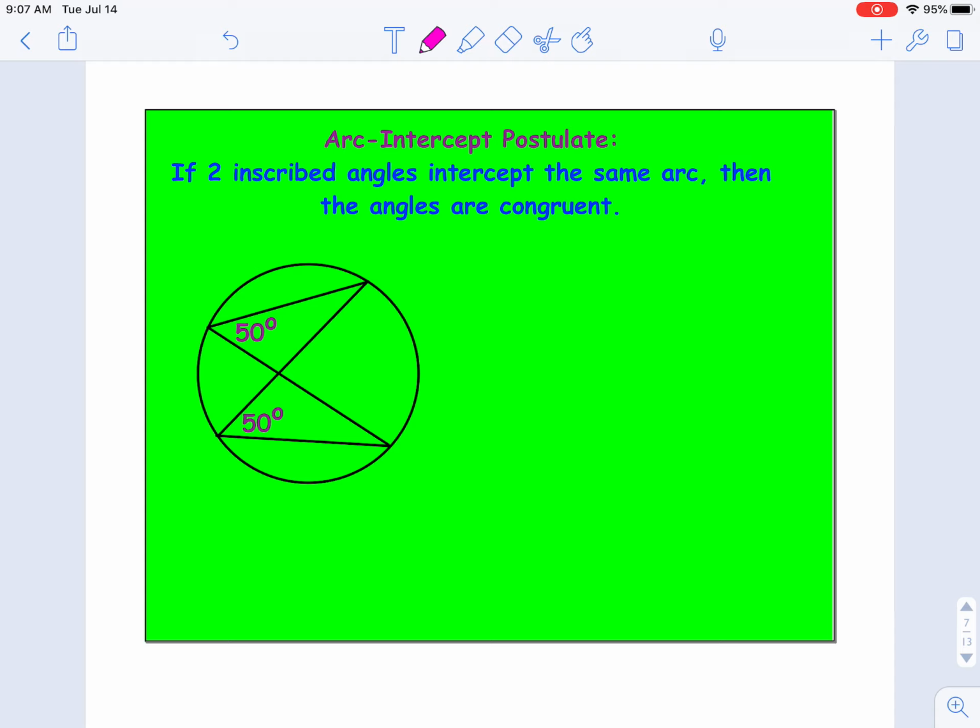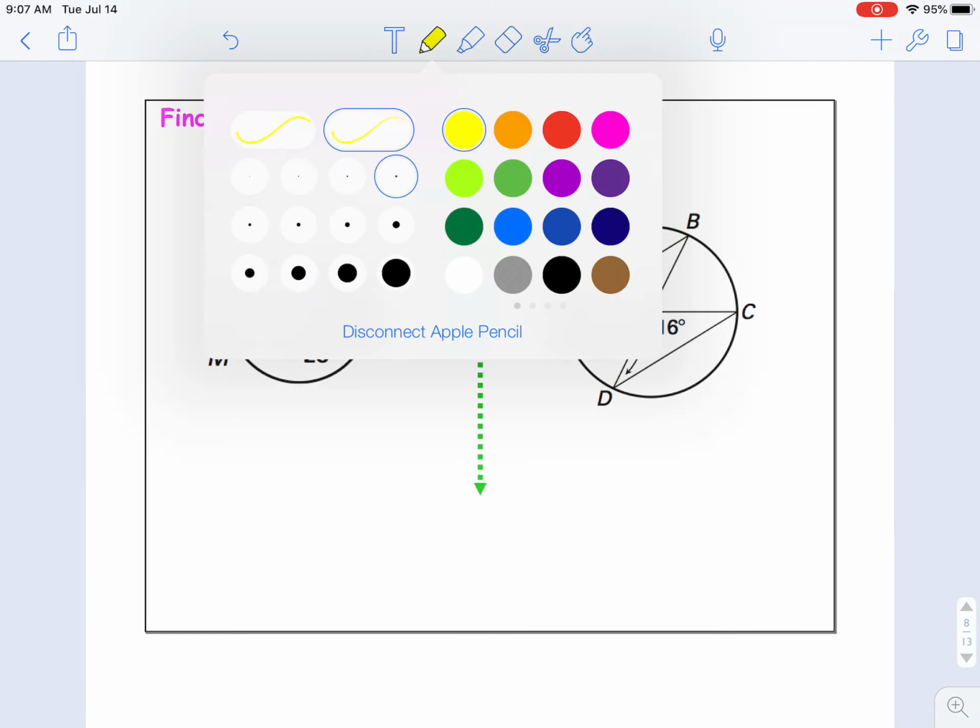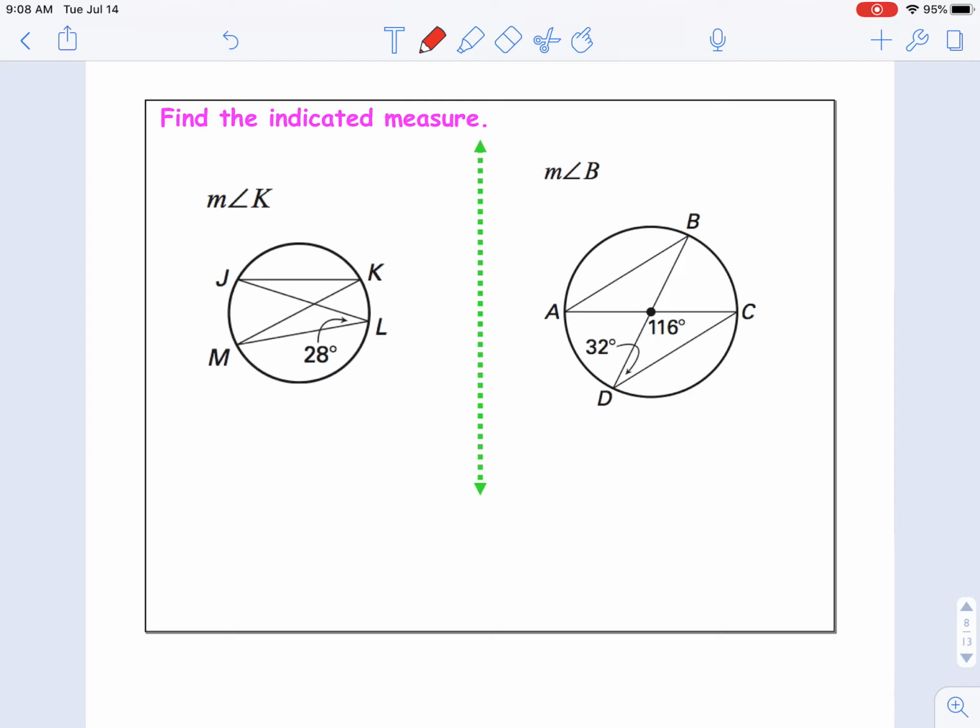So the arc-intercept postulate says if two inscribed angles intercept the same arc, then the angles have to be congruent. So if you look at this angle right here, it's intercepting this arc. And of course we know that that arc would be 100 degrees, twice as big. But we also know that this inscribed angle is intercepting that same arc. So that means those two angles, even if they weren't marked congruent, would be congruent. So let's try a few more examples.